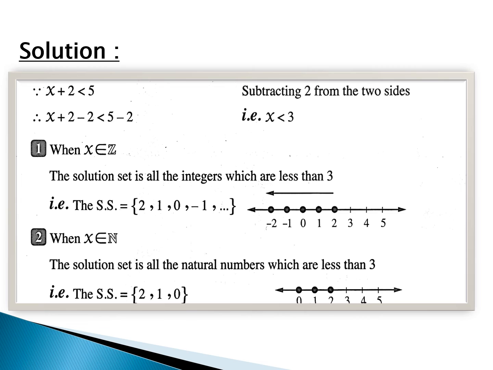The second case, when x belongs to the natural numbers, the solution set will be 2, 1, and 0. We only make 3 dots on these numbers on the number line.